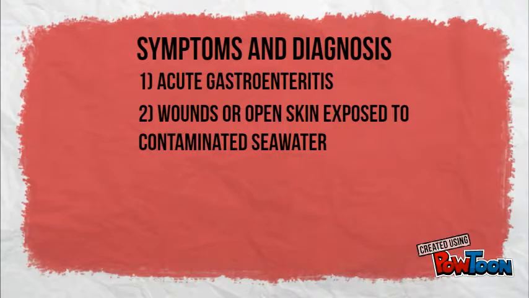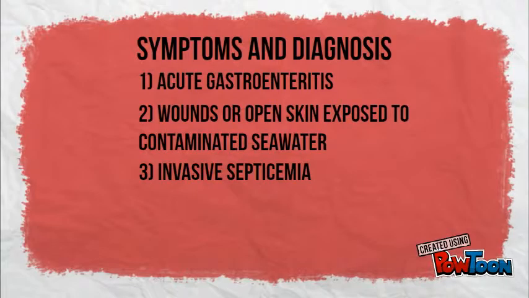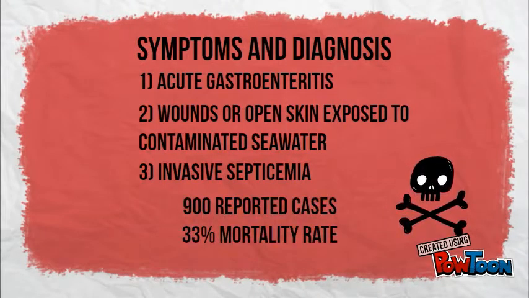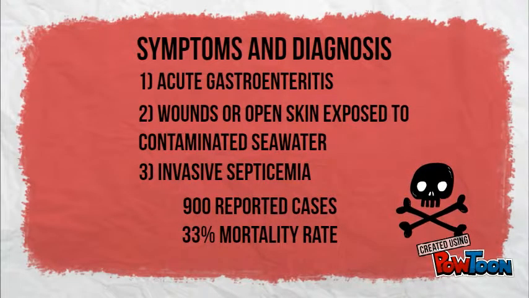The third type of infection is invasive septicemia in individuals with compromised immune systems, especially those with chronic liver disease. Symptoms are blistering skin lesions, septic shock, and sometimes even death. The total mortality rate among all types of infection is approximately 33%.